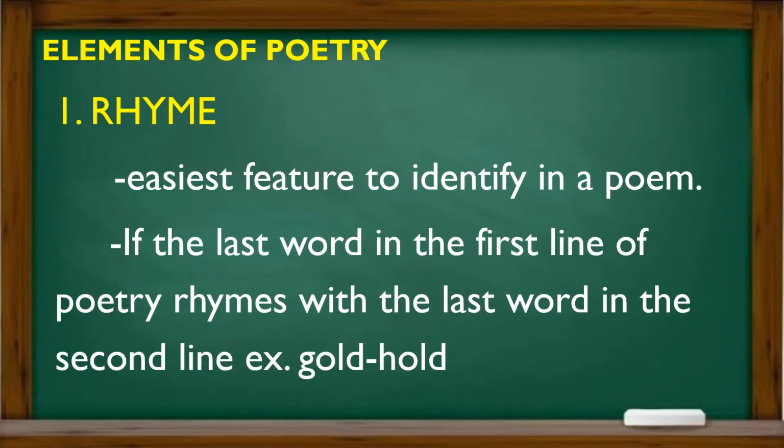We are now on the elements of poetry. The next genre is poetry. The first element is rhyme. This is the easiest feature to identify in a poem. If you can find that the last word in the first line of poetry rhymes with the last word in the second line, you can identify a pattern easily. It does not depend upon spelling, but it is a matter of sound or pronunciation. Example, gold, hold.